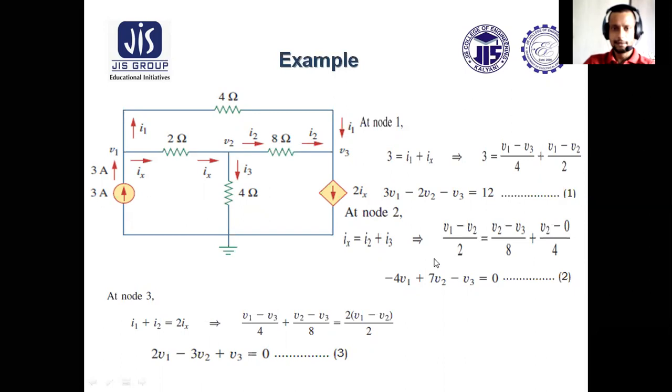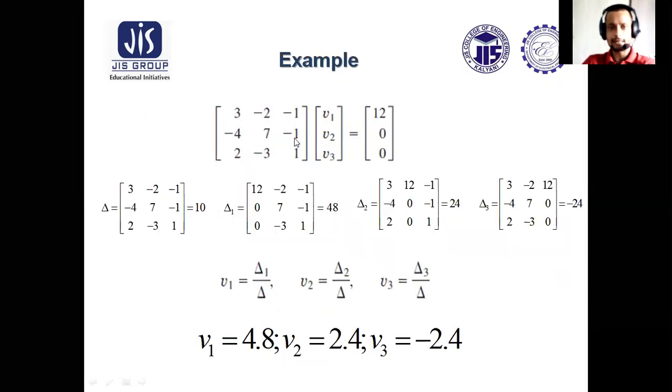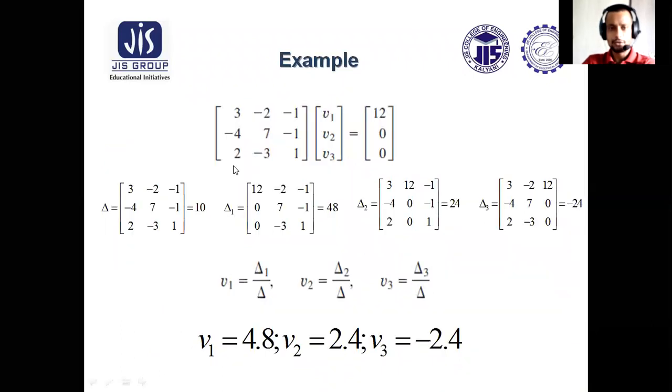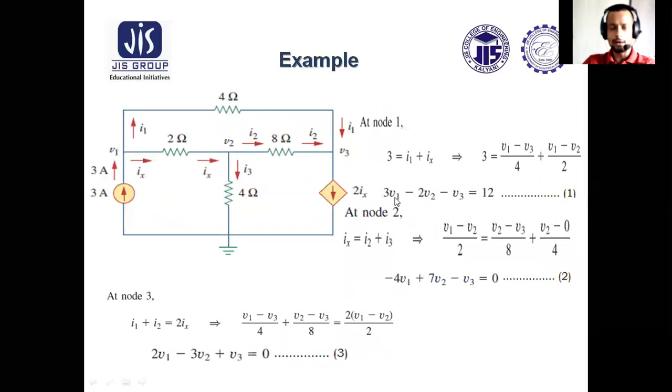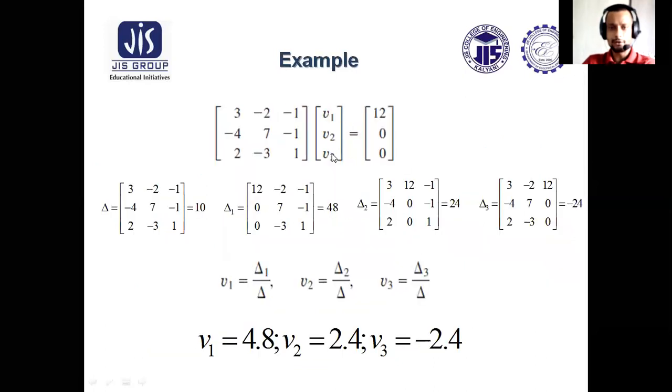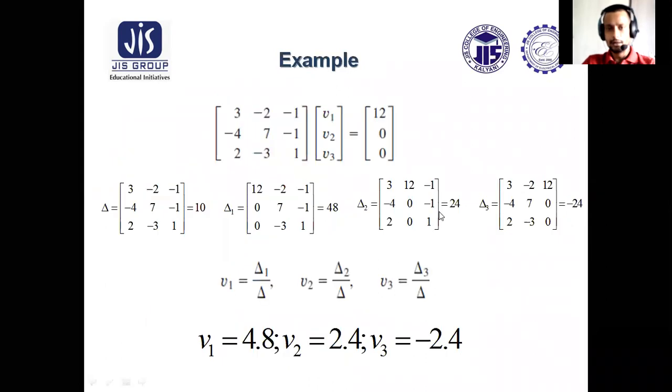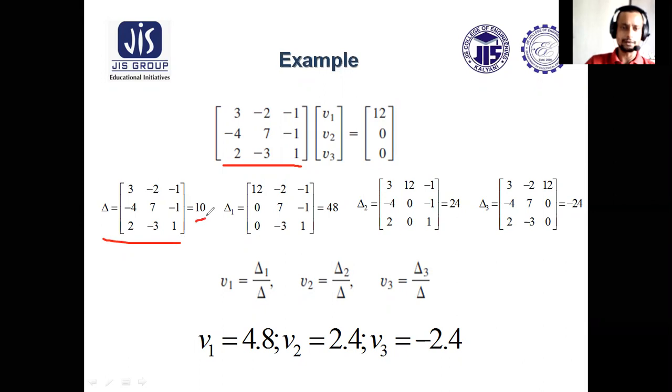Similarly, for the second equation, minus 4, plus 7, minus 1. For the third one, 2, minus 3, plus 1. The variables are V1, V2, V3, and the right side of the three equations is 12, 0, 0. As we discussed in Cramer's rule, the determinant of this matrix will be del, which is found to be 10.